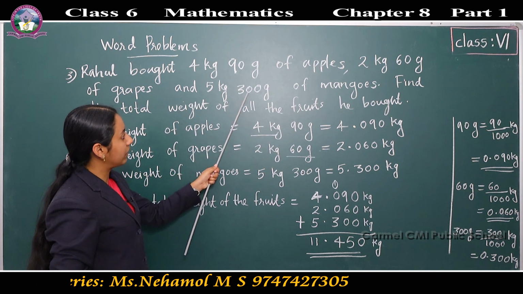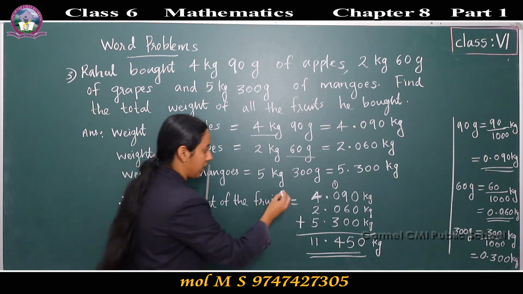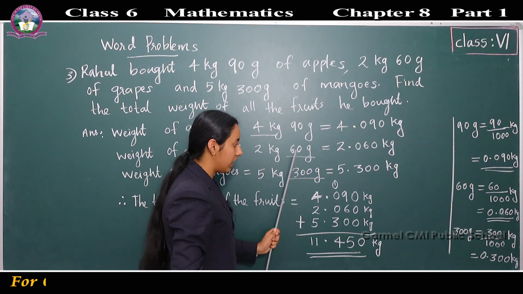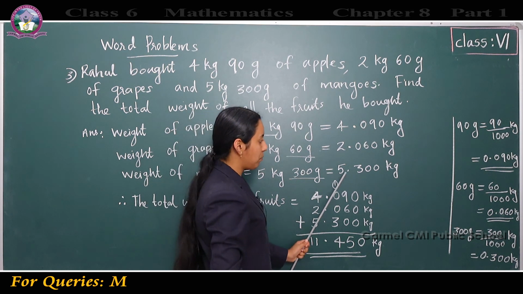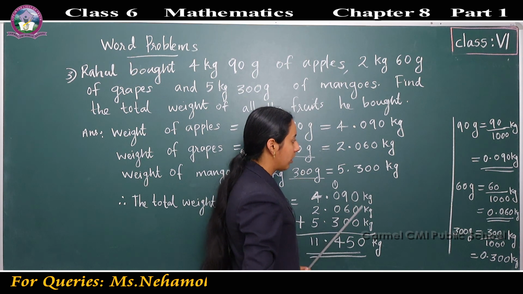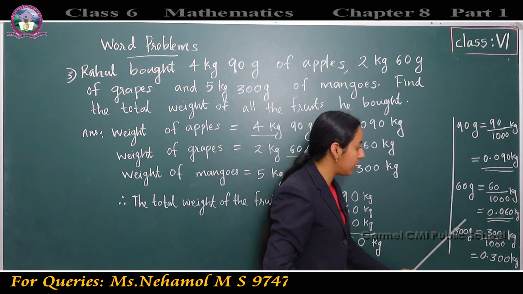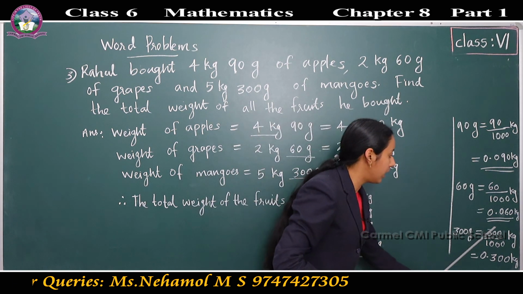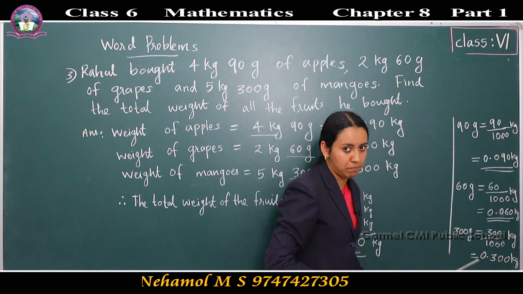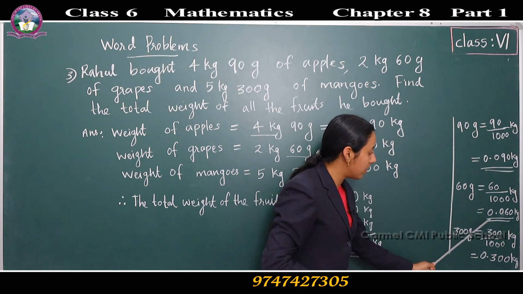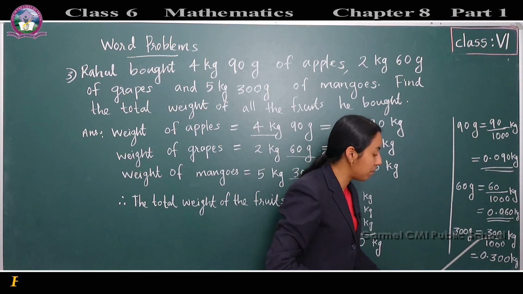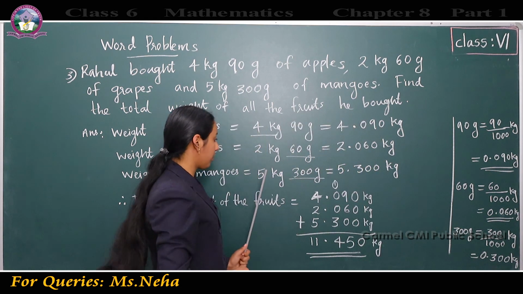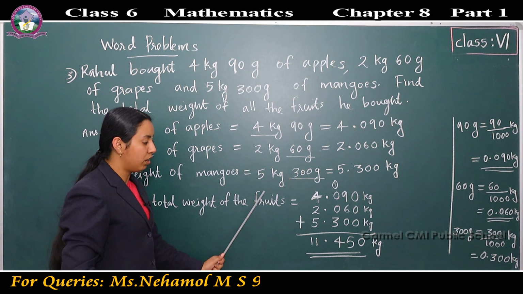Then next one, weight of mangoes. 5 kilogram, 300 gram. Here also we have to convert this 300 gram to kilogram. 300 gram means 300 by 1000 kilogram. That is equal to 0.300 kilogram. So 5 kilogram, 300 gram is equal to 5.300 kilogram.